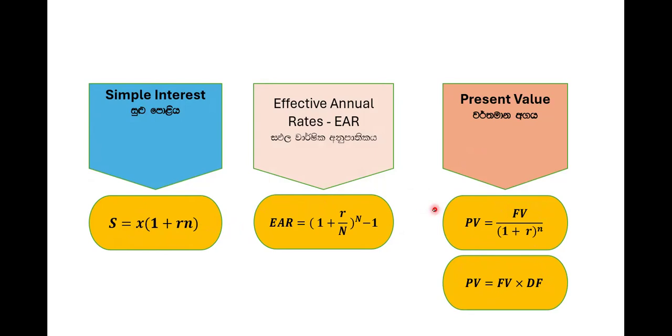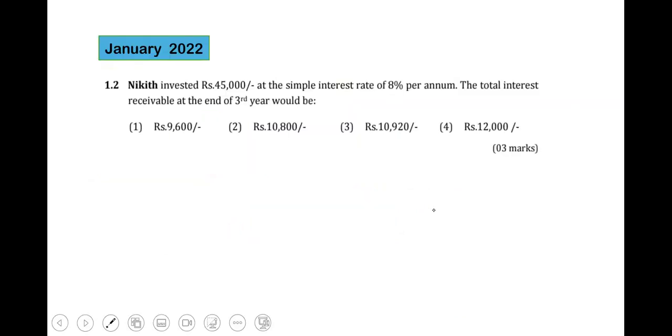Right. Now, this is the 2022 January paper. Then the question. Nikhil invests 45,000 at a simple interest rate of 8% per annum. The total interest available at the end of 3 years would be.